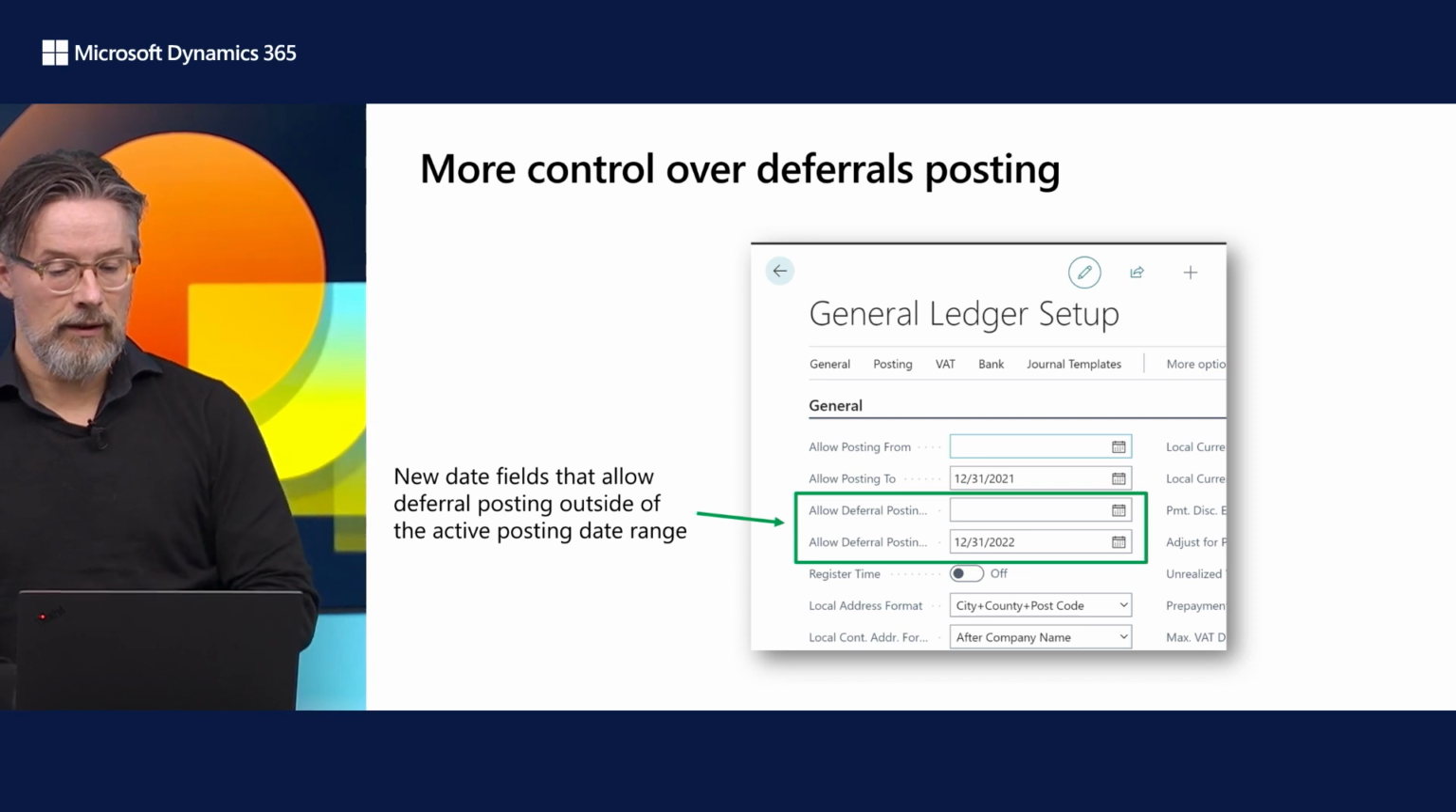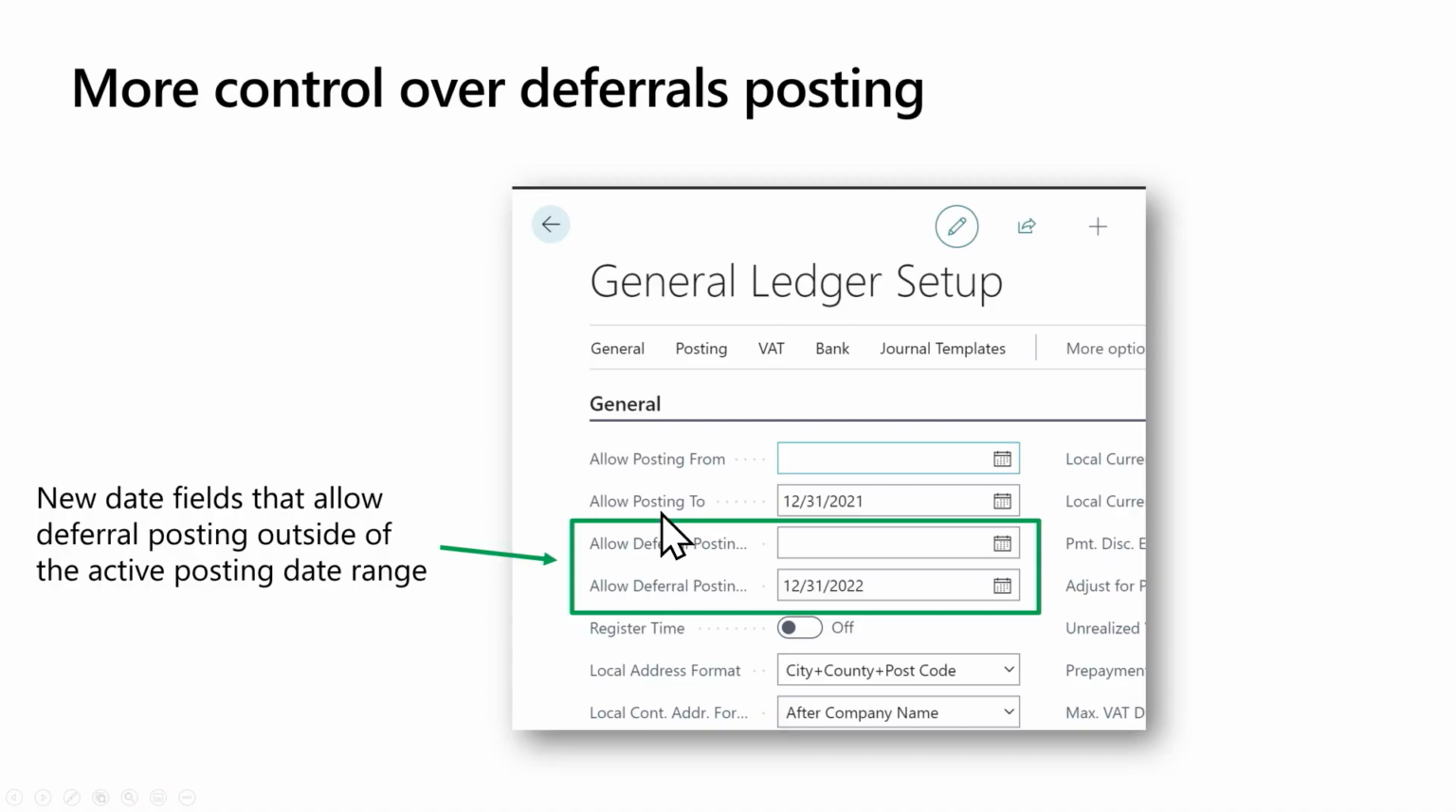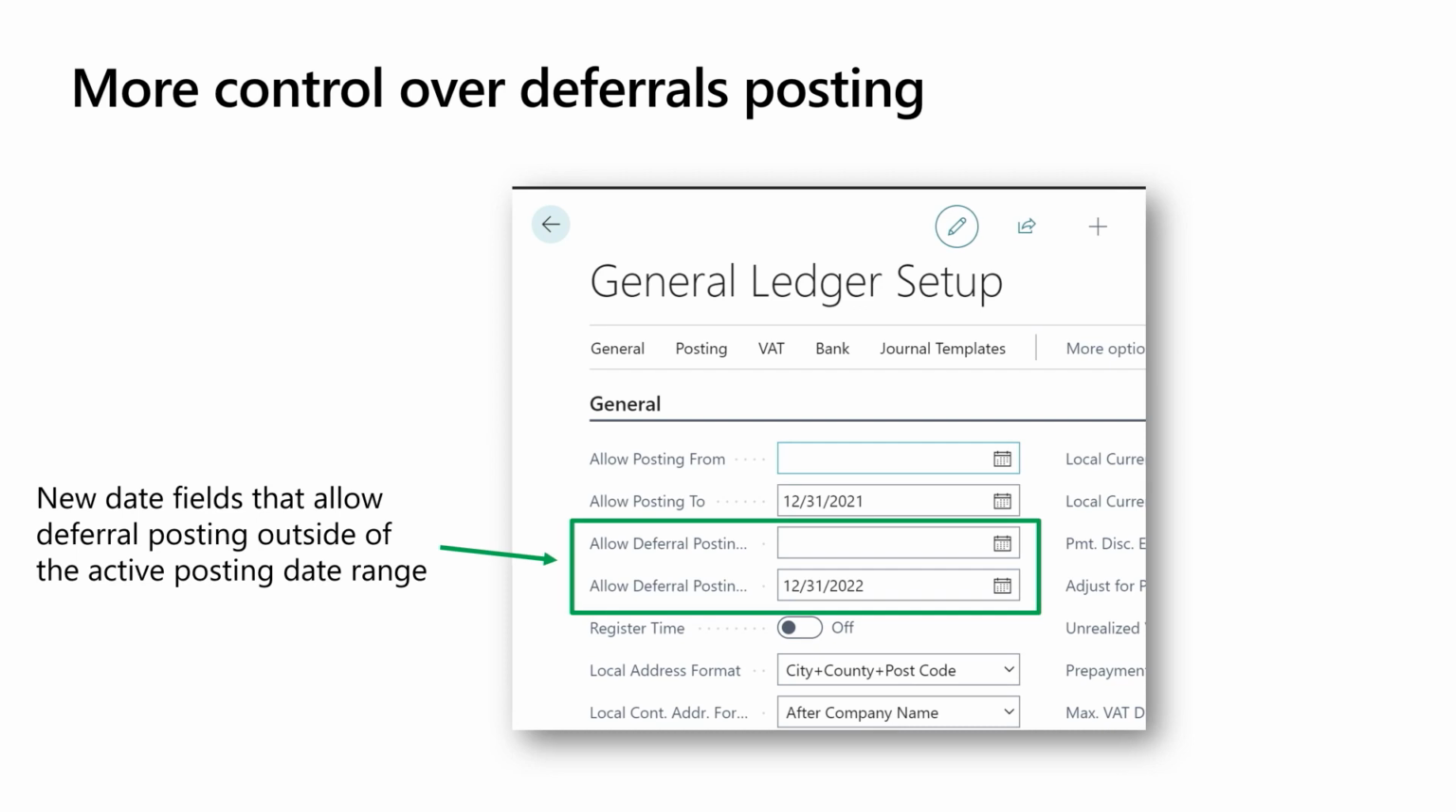For example, in this case, you allow the posting up until year end because you're still closing the old year and you don't want postings in the new year. But if you have deferral postings related to last year for this year, you will still allow them. So now we have two sets of fields, one for the general ledger setup, but also one that makes exceptions for deferrals. They are found in general ledger setup and in the user setup, where you also find the usual allow posting to and from.